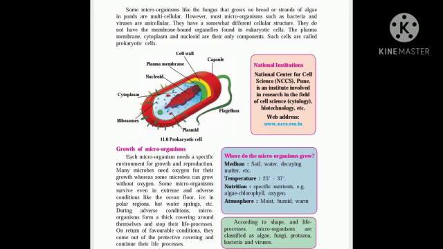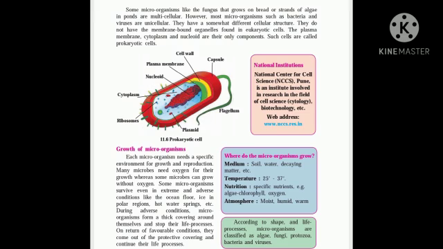Now we will see the occurrence of microorganisms. Microorganisms are present everywhere: in the air, water, soil, food, sewage, garbage, and also in the bodies of plants, animals, and humans. Some are solitary, living single, for example, amoeba and paramecium.